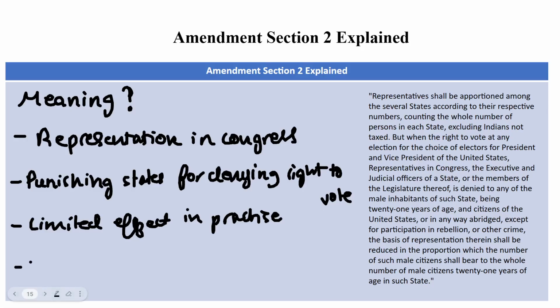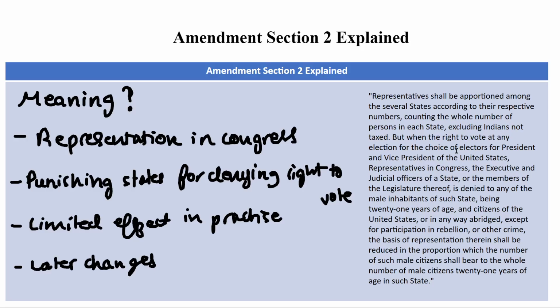Then we have later changes. So, the 15th Amendment expanded voting rights by explicitly prohibiting racial discrimination in voting. The 19th Amendment granted women the right to vote, making the male inhabitants' language outdated. And the 26th Amendment lowered the voting age to 18, replacing the original 21 years of age requirement.